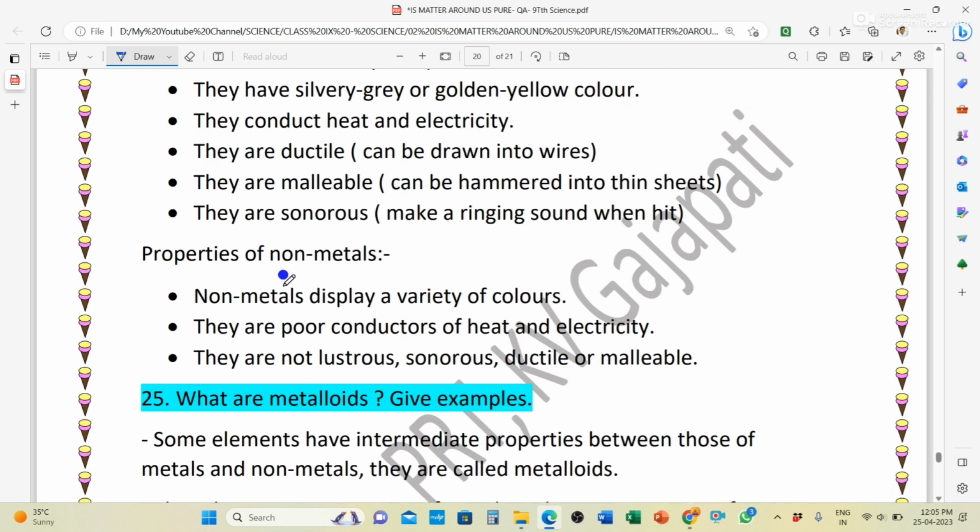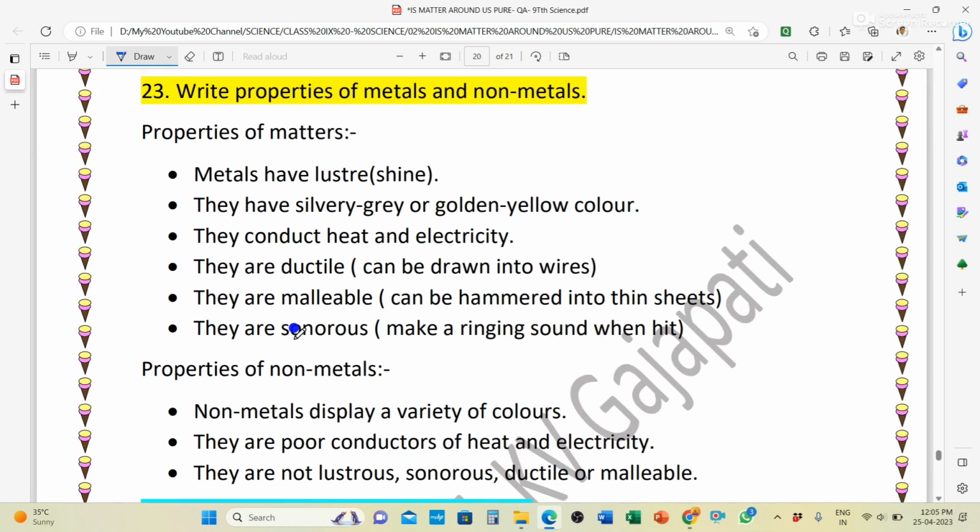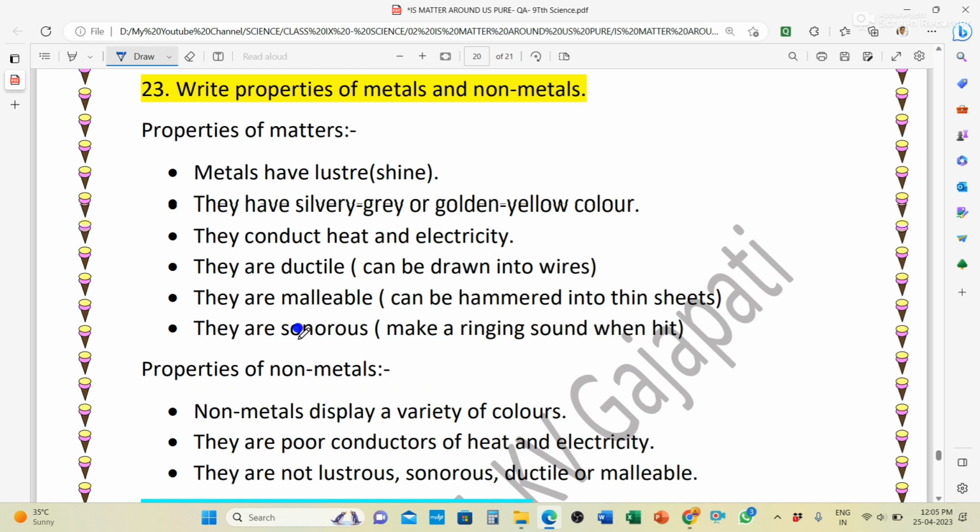Okay. Properties of non-metals. Non-metals display a variety of colors. Then they are poor conductors of heat and electricity. They are not lustrous. They are not sonorous. They are not ductile. They are not malleable. If you hammer, or try to make wire using a non-metal, then it will break. They will not make sound like metals.